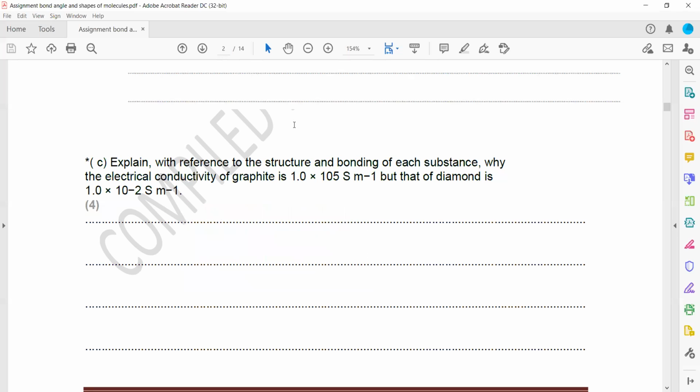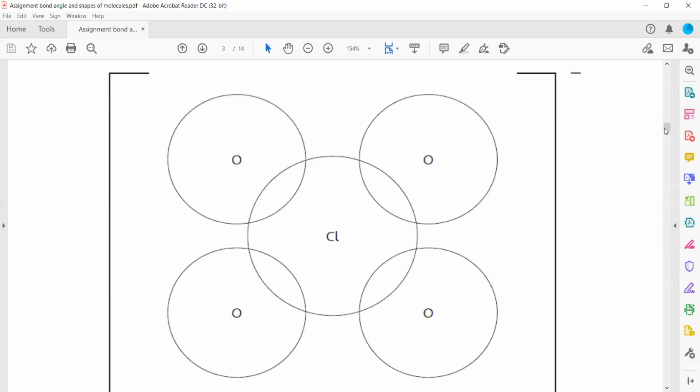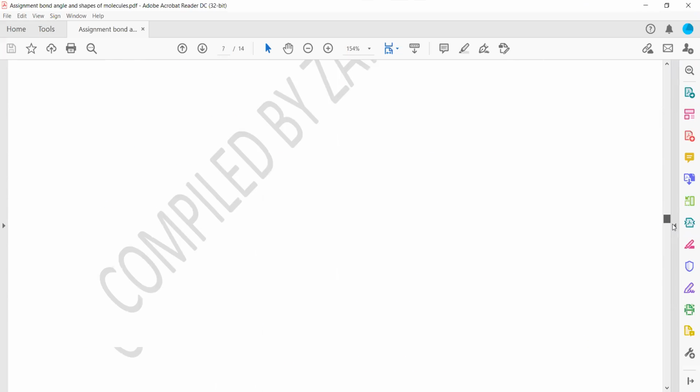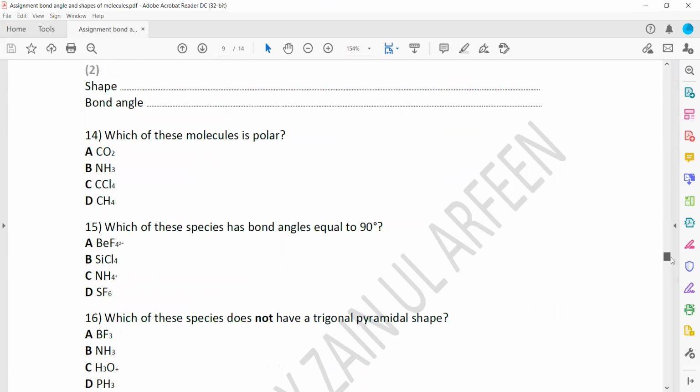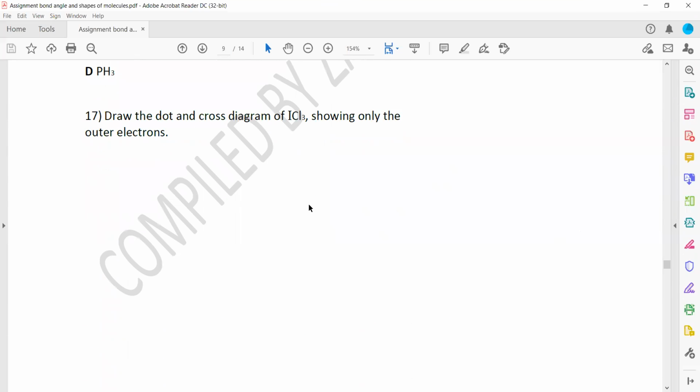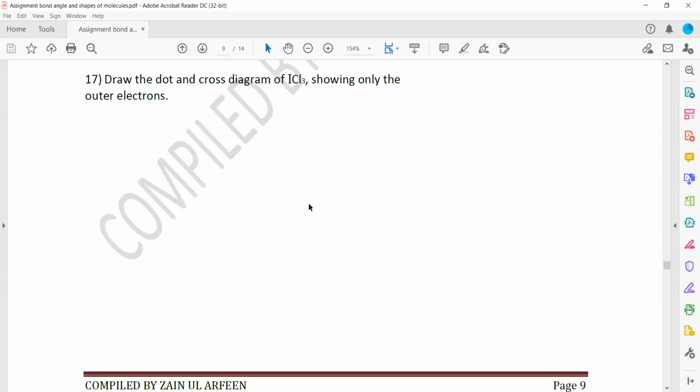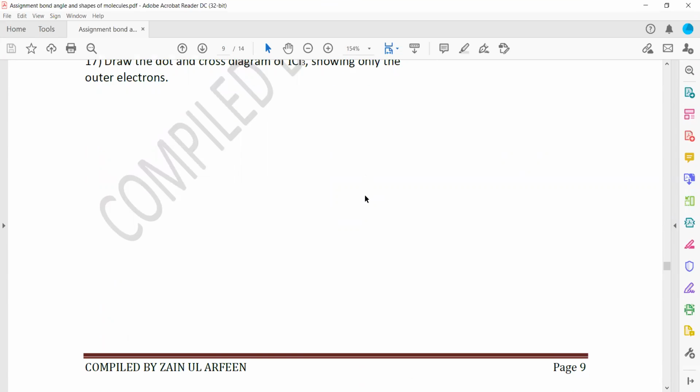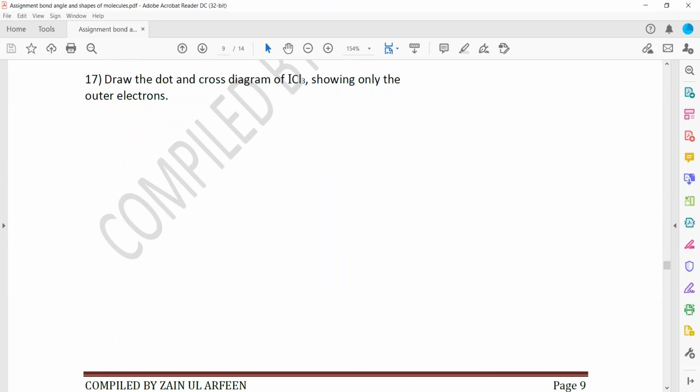Next is question number 17. Draw the dot and cross diagram for ICl3. Show only the outer shell electrons. So we have to draw a structure of iodine trichloride, or ICl3, and we just have to draw the outer shell electrons. We don't have to show all of the bonds.